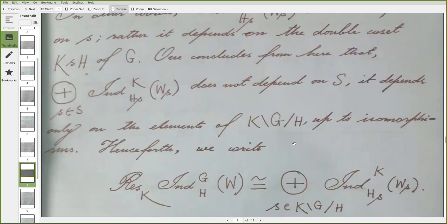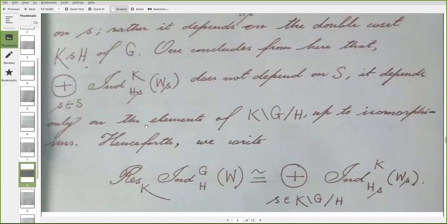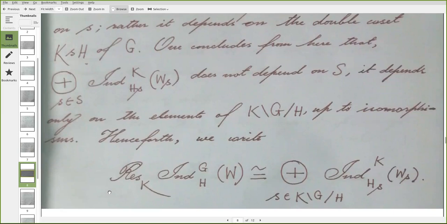Now, since each of these terms does not actually depend on the choice of the representative S, rather, up to isomorphism, it depends on the whole double coset of S, in view of that, from now onwards we shall simply write this. This is the direct sum of the induced representations.